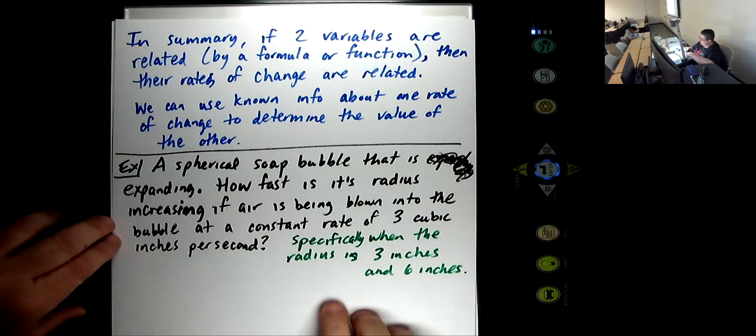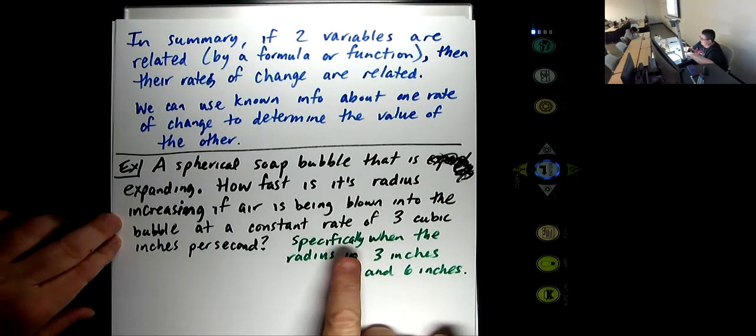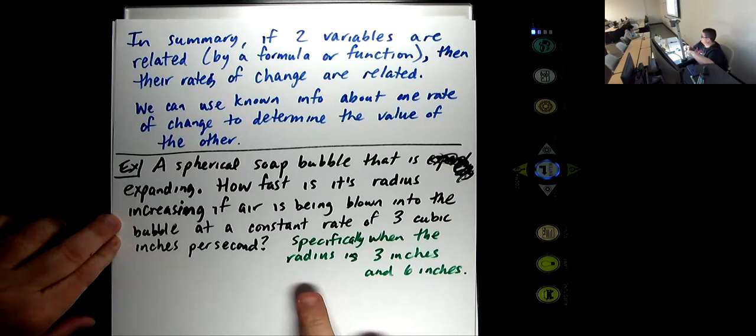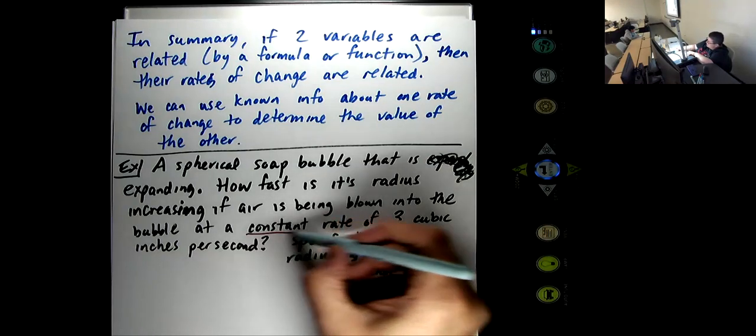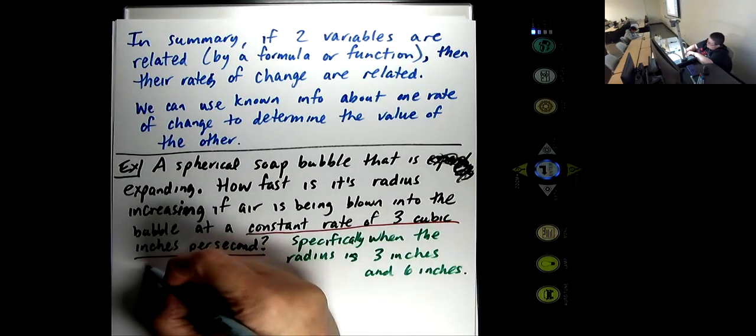What is changing here when I say the air is being blown in at a constant rate of 3 cubic inches per second and the bubble's getting bigger? What would we say is changing, in terms of the bubble? If a circle is getting bigger, just like a two-dimensional circle, what's getting bigger as it gets bigger? Area. Now let's turn that into a sphere. Volume. The volume is changing here. This constant rate of 3 cubic inches per second is a change in volume.